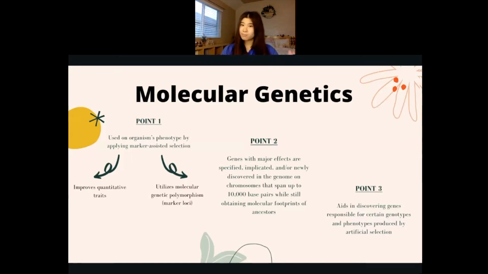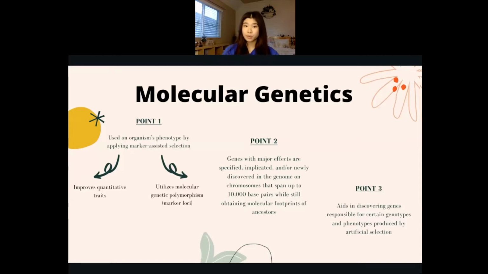Another way molecular genetics is very important in artificial selection is that it's able to discover the certain types of genotypes and phenotypes that are produced by artificial selection. Of course, these phenotypes are able to be found based on marker-assisted selection, such as utilizing the genetic polymorphism, which is the marker loci, and it also improves the quantitative traits as well when it comes to studying these organisms.